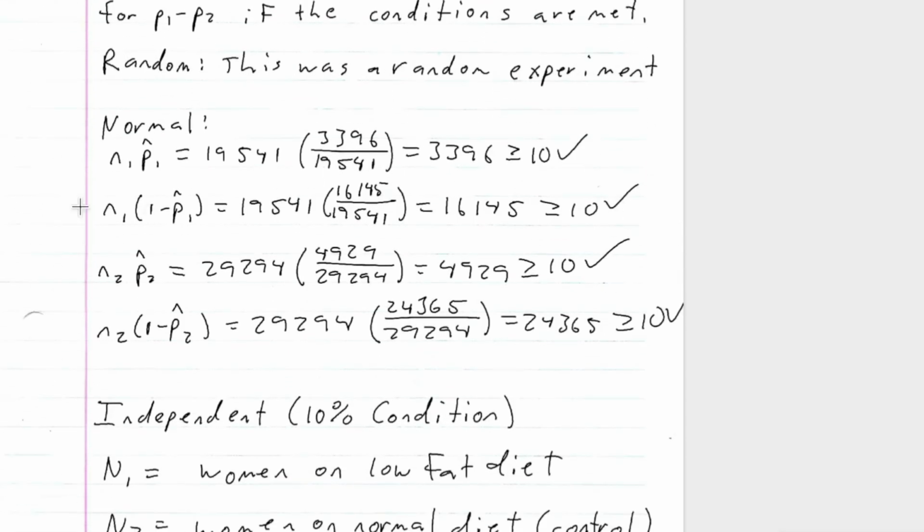Now normal, as you can see, I carried out the calculations already. So N1 times P1 hat is going to give me 3396, which is greater than or equal to 10. This calculation is going to be bigger than 10. This calculation is going to be bigger than 10. And this calculation is going to be bigger than 10. So our normal condition is met.